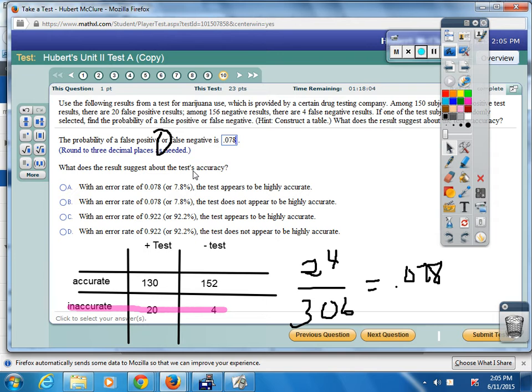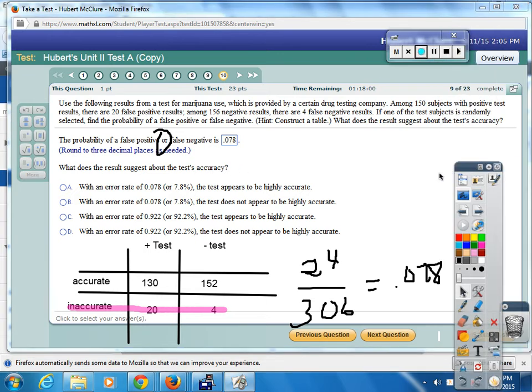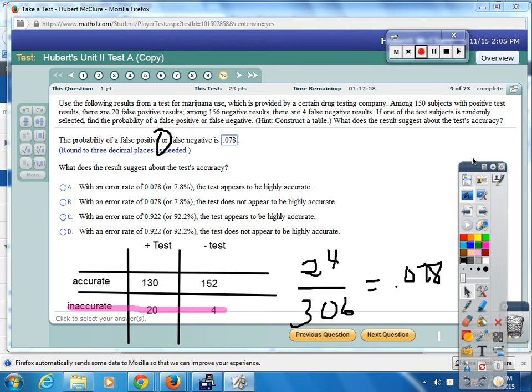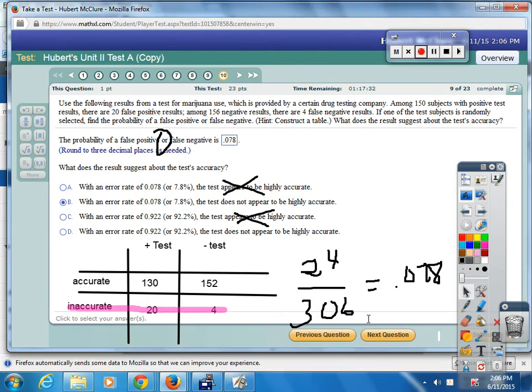What does the result say about the test accuracy? It's above 5%. So that means it's not what? It's not accurate. So you need to find the one that's higher than 5%, or you know it's not highly accurate. So it's not that one, not that one. It says with an error rate of 7.8, that's it, B. And that's your answer there.